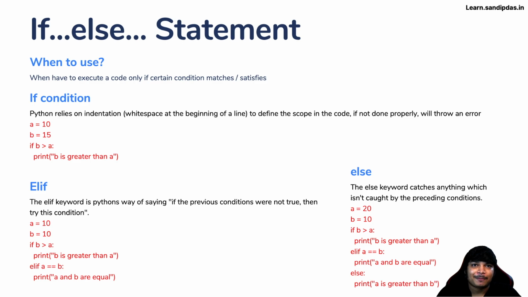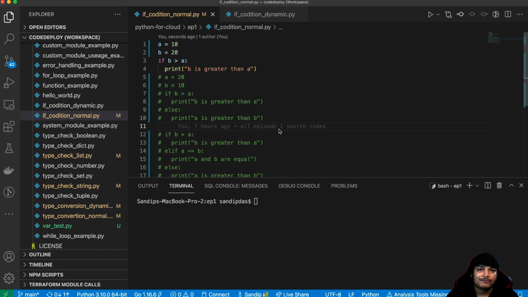Now let me show you the example so you can have a better idea. For the if condition demo, refer to if_condition_normal.py file in the GitHub repo. Here I'm defining a equal to 10 and b equal to 20. Now the if condition I'm utilizing like this: if b, that is the value 20, is greater than a, then only show this message. So print b is greater than a. Here you can see we are giving indentation. If we don't give the indentation, what will happen?